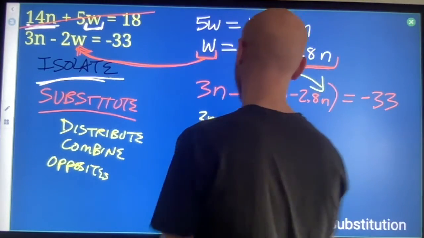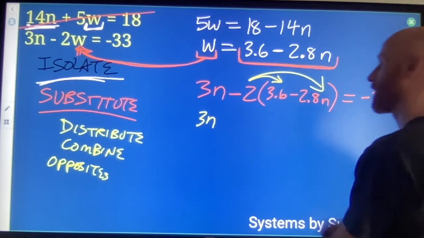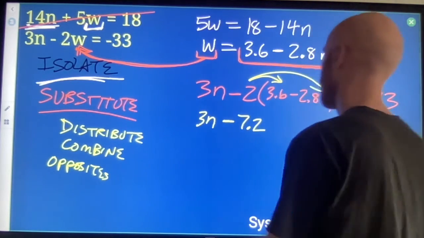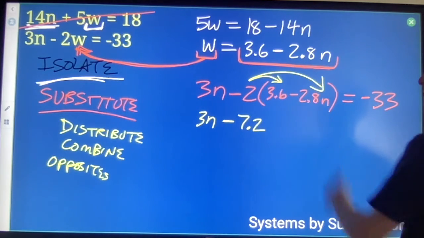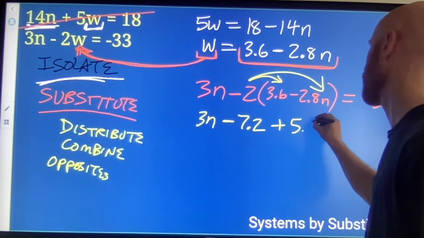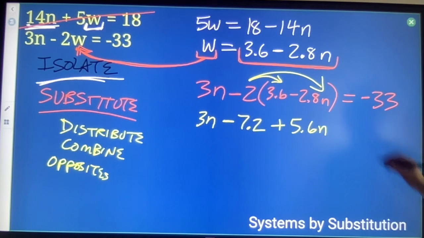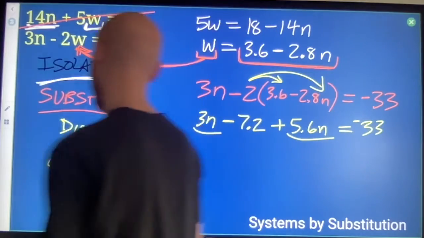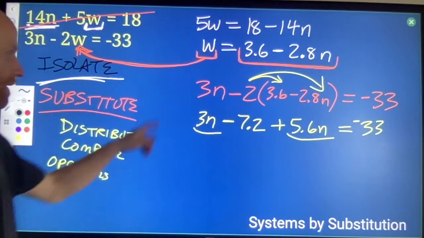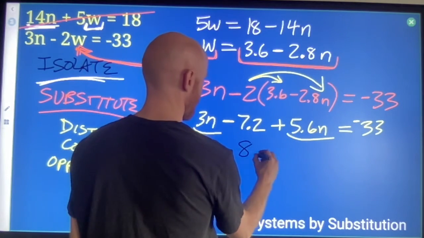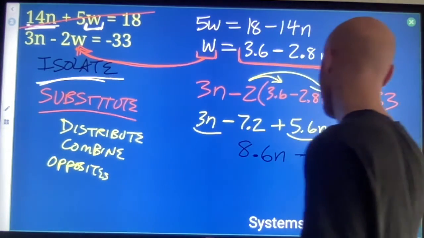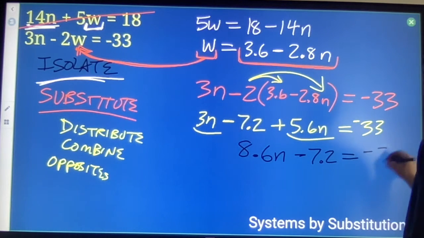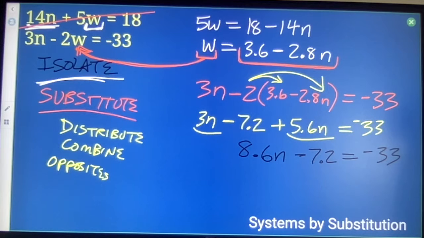3n minus 2 times 3.6, so minus 7.2. Minus 2 times negative 2.8, so plus 5.6n equals negative 33. That's distributing to get rid of parentheses. Then, combine like terms, this guy and that guy. 3n and 5.6n are together 8.6n. We still have our minus 7.2, and we still have that equal to negative 33.